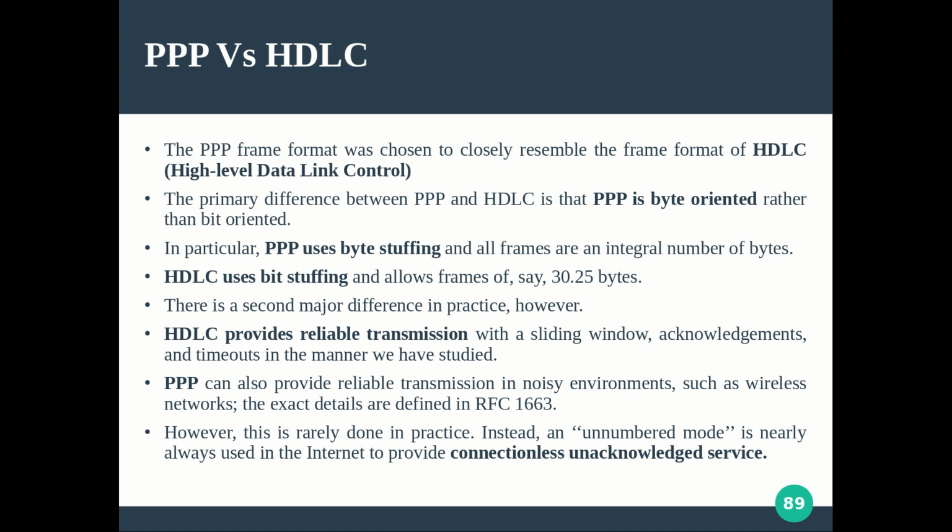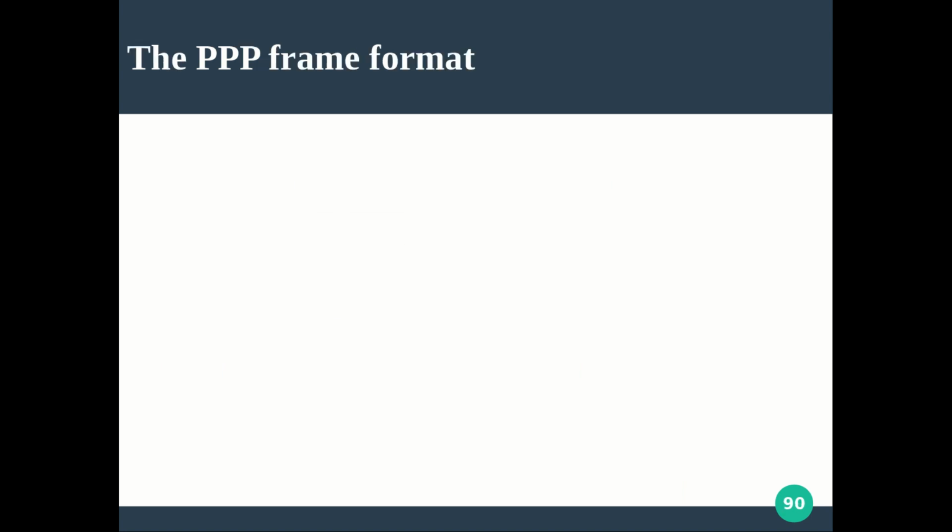Instead, an unnumbered mode is nearly always used in the internet to provide connectionless unacknowledged service. So even though we have these concepts in point-to-point protocol and HDLC, mostly we will be using the unnumbered mode, which provides connectionless unacknowledged service, because all those other things add overhead. So we always prefer connectionless unacknowledged service until it is not safe to use it.